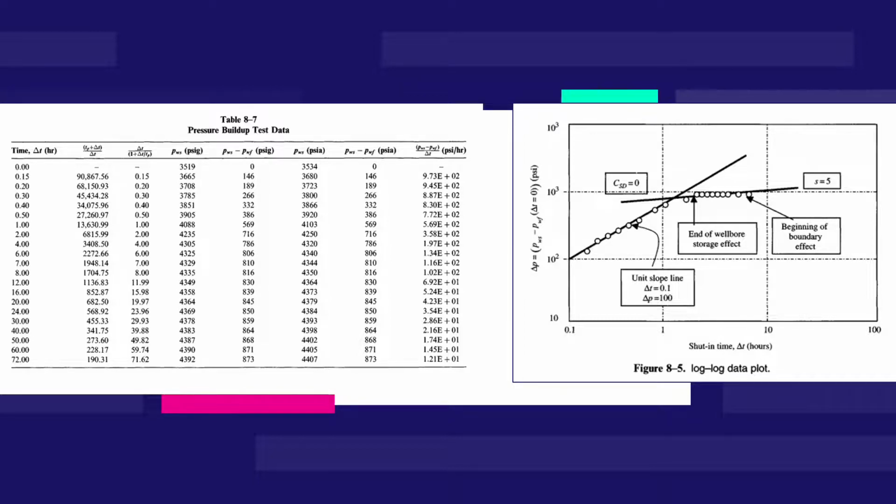And for figure 8.5, the log-log data plot: we see CsD is equal to 0, and the skin factor is 5. On the unit slope line, the change in time is equal to 0.1 and the change in pressure is 100. This marks the end of the wellbore storage effect and the beginning of the boundary effect, as you can see. The y-axis is the change in pressure, and the x-axis is the shut-in time in hours.